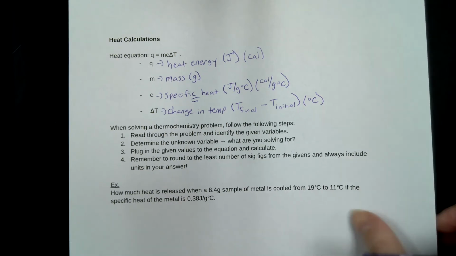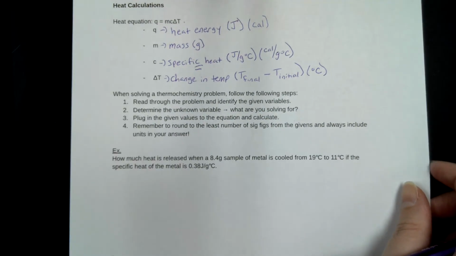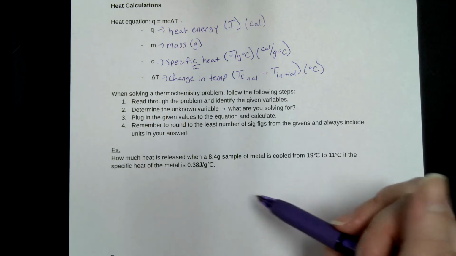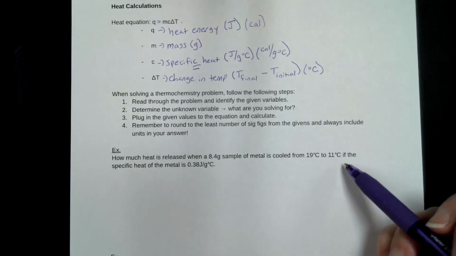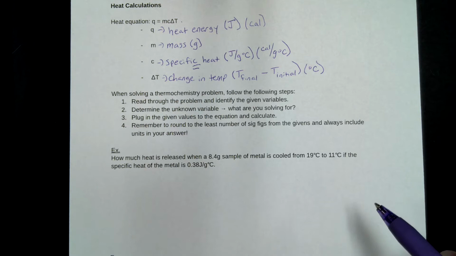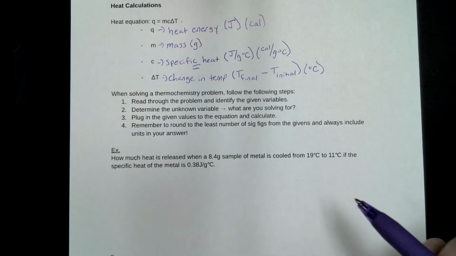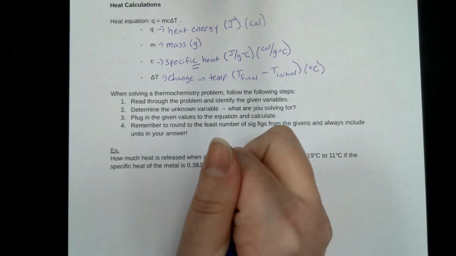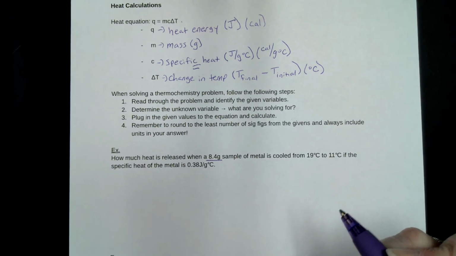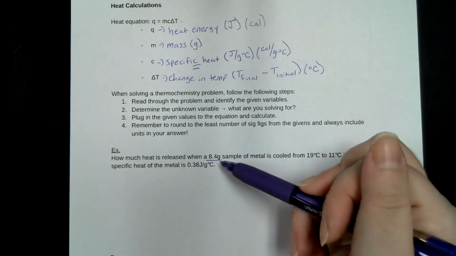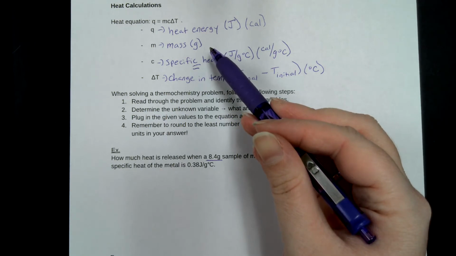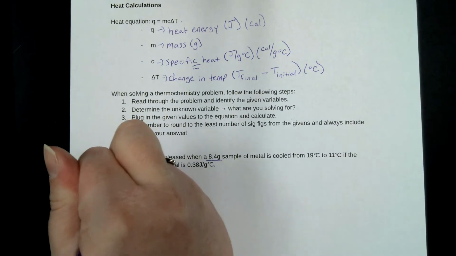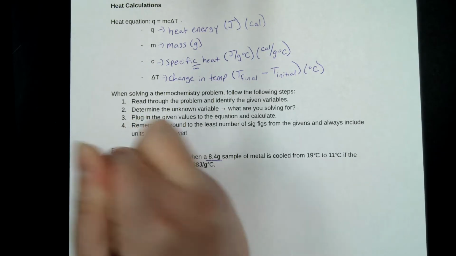So let's look at an example. In this example, we want to know how much heat is released when an 8.4 gram sample of metal is cooled from 19 degrees Celsius to 11 degrees Celsius if the specific heat of the metal is 0.38 joules per gram degree Celsius. Okay. So if I go back and identify my givens, the first given is 8.4 grams. Now, the unit here is grams, and the unit of mass is also grams. So that makes this the mass, 8.4 grams.